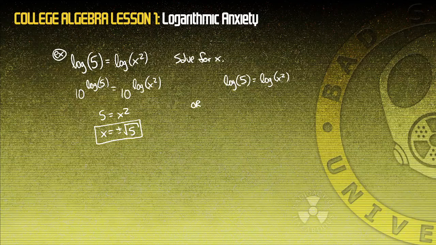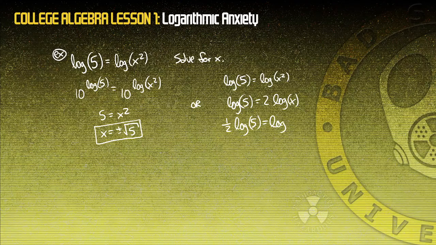Another way you could do this is take the 2 out of the exponent of the right side. So you have log of 5 equals 2 times log x. And then you can divide the 2 over to the other side. So you have 1/2 log of 5 equals log of x. And then because you have a factor outside of the log, you can put it inside as an exponent. So you have log of 5 to the 1/2, which is also the square root of 5, equals log x.